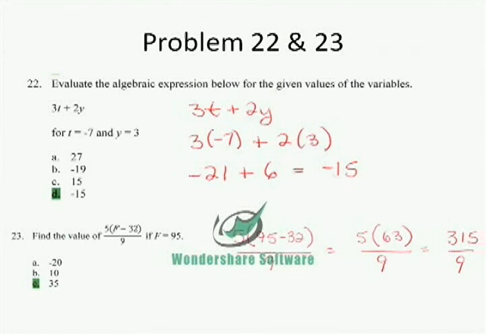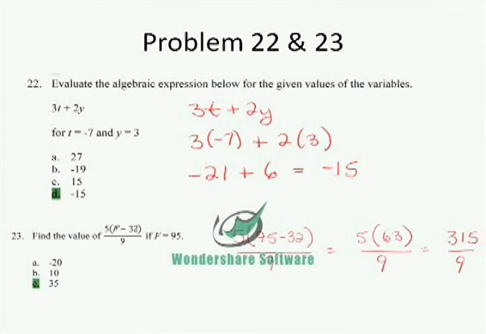Number 23 is actually a formula that's used to convert Fahrenheit temperature, the temperature that we use when we talk about how warm or cold it is outside. It converts it to Celsius temperature, which is used everywhere else in the world. So it says if the temperature is 95, put that where F is.